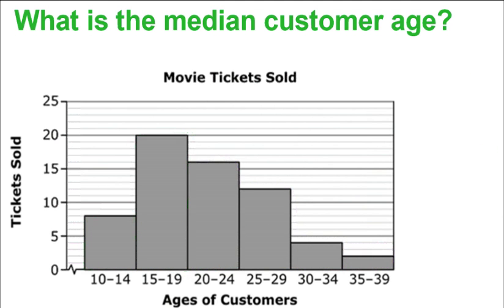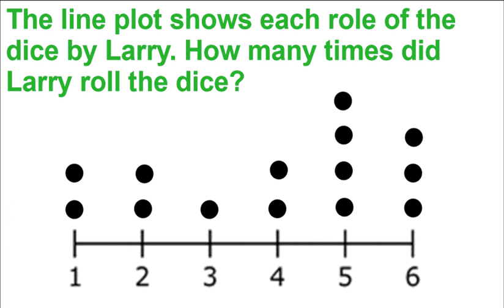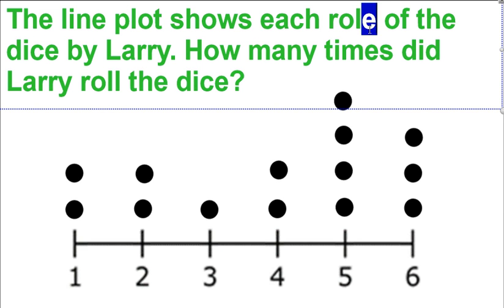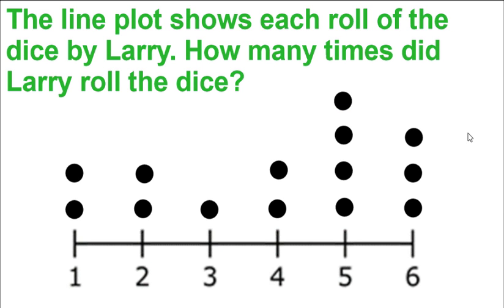So that's histograms. Dot plots or line plots. Line plot shows each, whoa, that's a typo, wrong roll. Each roll of the dice by Larry. How many times did Larry roll the dice? So go ahead and get an answer for this one. That should be that kind of roll.